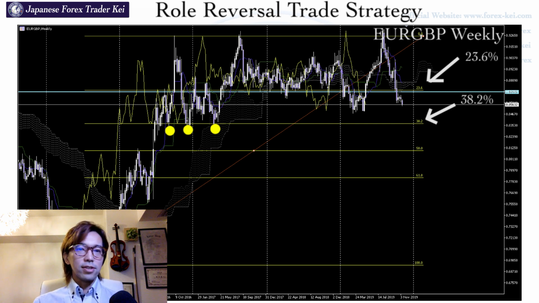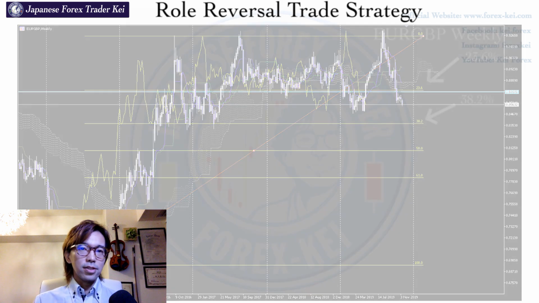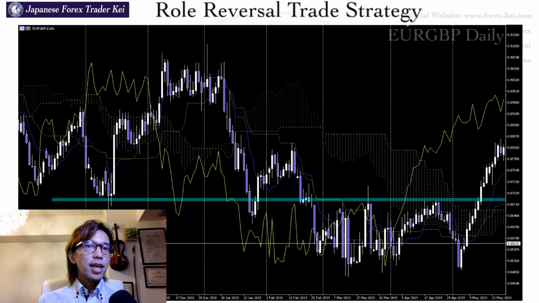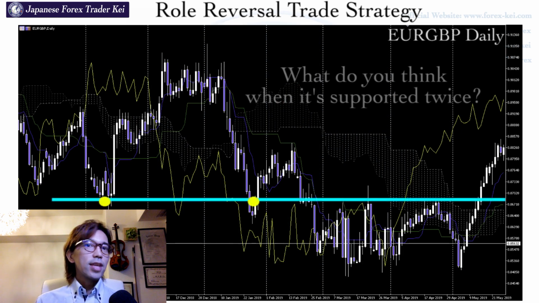So again, when you draw a support or resistance line, you may draw them based on the rejections. But if you look back the chart and if you find the role reversal sometimes in the past, that means that line tends to work better than just the support or resistance line, because that indicates the market position has been changed. Coming back to this daily chart, when traders see support twice here, what do they think?